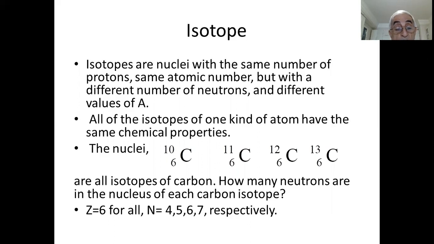So how many neutrons are in the nucleus of each carbon isotope? Z equals 6 for all of these. So N equals 4, 5, 6, and 7 respectively.